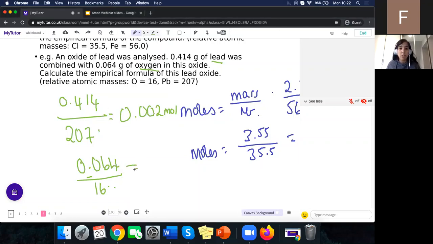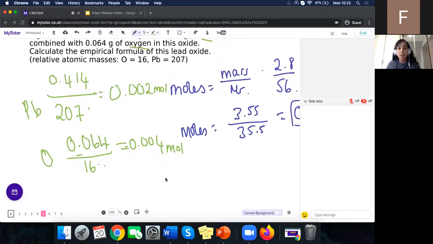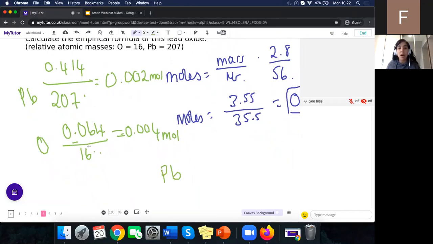So this is 0.004. So what's the ratio then of lead to oxygen? 1 to 2. Excellent. So the compound then will be Pb as 1 and oxygen as 2. So PbO2.